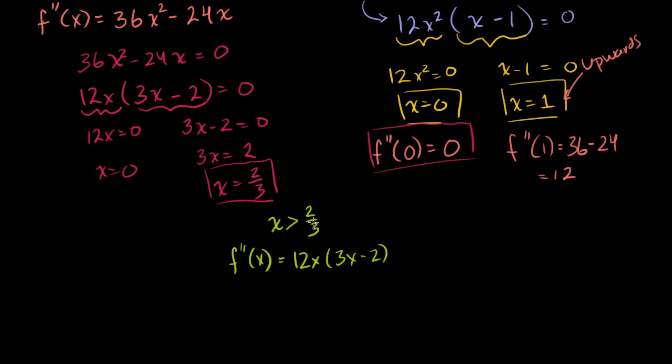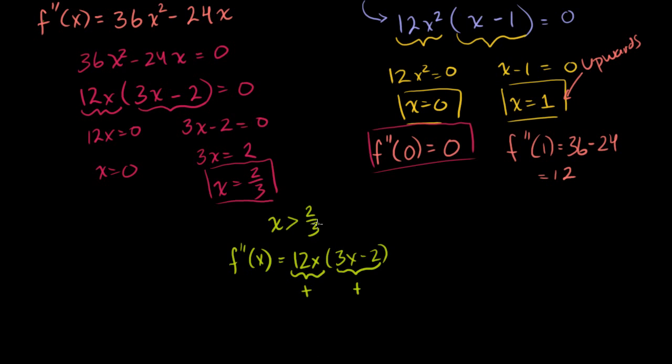So if x is greater than 2/3, this term right here is going to be positive. Any positive number times 12 is going to be positive. But what about this term right here? 3 times 2/3 minus 2 is exactly 0, right? That's 2 minus 2. But anything larger than that, if I had 2.1/3, this is going to be a positive quantity. Any value of x greater than 2/3 will make this thing right here positive, so this thing is also going to be positive.